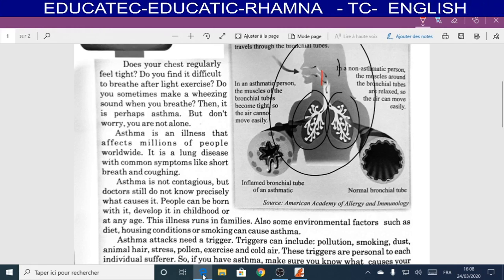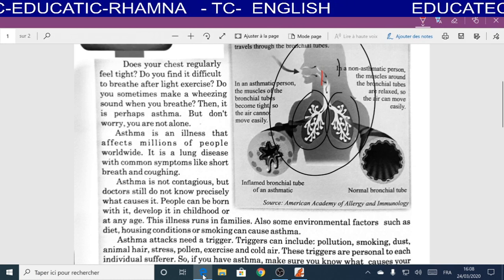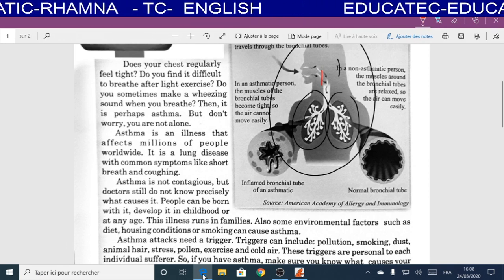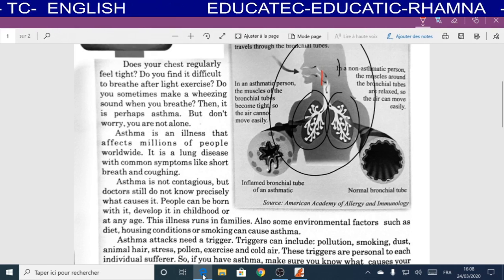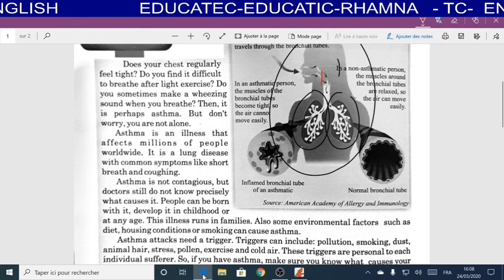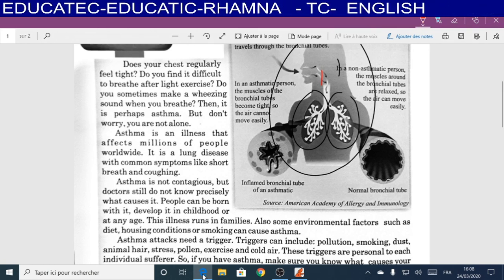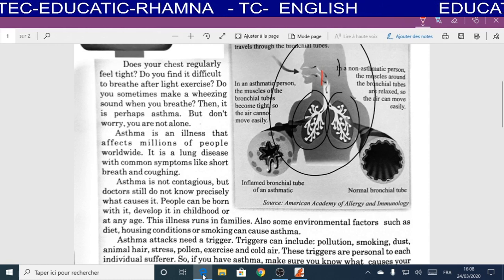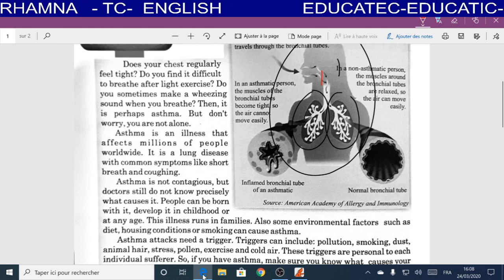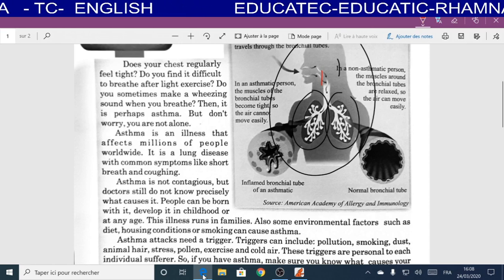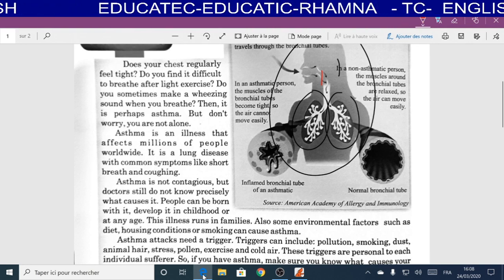Does your chest regularly feel tight? What does it mean, feel tight? You don't feel okay in your chest, in this part of the body. Do you find it difficult to breathe after light exercise? When you do sport, you find a problem to breathe, to have oxygen into your body. Do you sometimes make a wheezing sound when you breathe? Then it is perhaps asthma, but don't worry, you are not alone. What does it mean? It means that a lot of people around the world suffer from this problem.